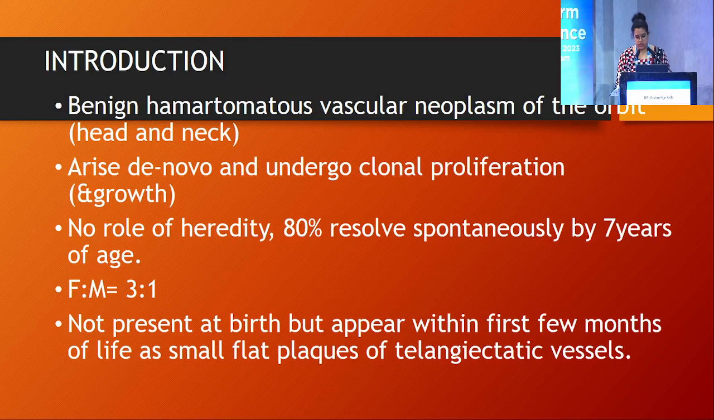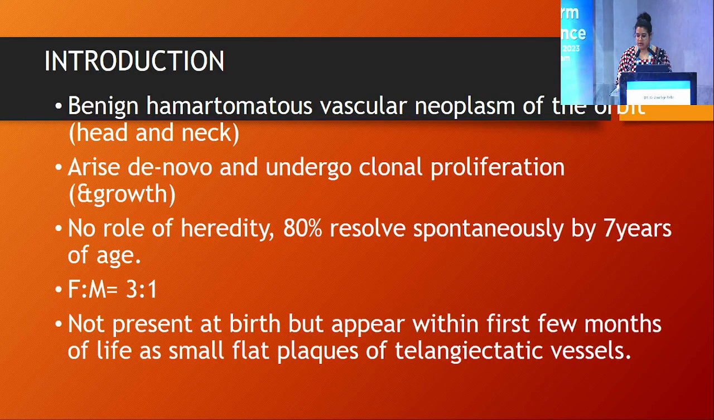To begin with, capillary hemangioma is a benign hamartomatous vascular neoplasm of the orbit, which arises de novo and then undergoes clonal proliferation. They do not have any hereditary association, but 80% of them are known to resolve spontaneously by 7 years of age. And they have a female to male preponderance of 3:1.